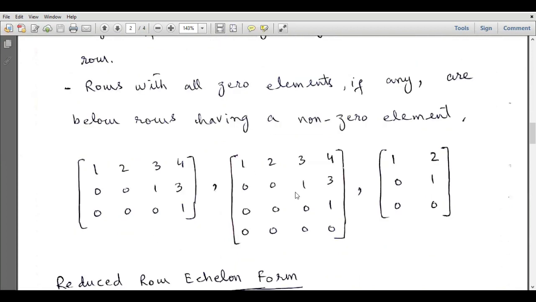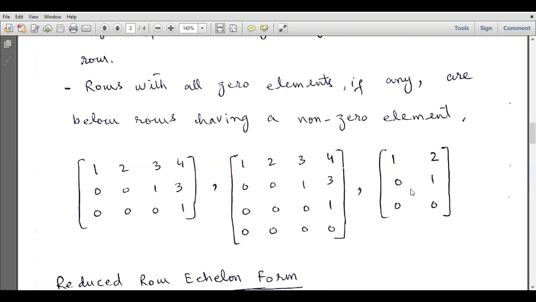Now let's check this matrix. Starting from the left, this is the leading entry which is equal to 1. This is a leading entry and it is equal to 1. This leading entry is also equal to 1. And here we have a row of all zeros, and it is below the row in which only one entry is non-zero. So this third condition is also satisfied.